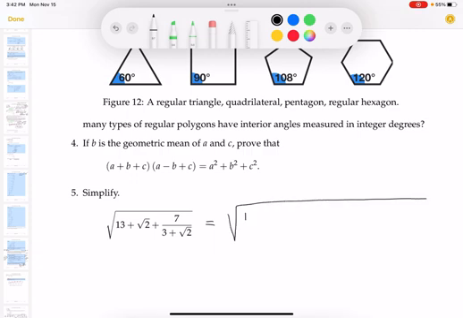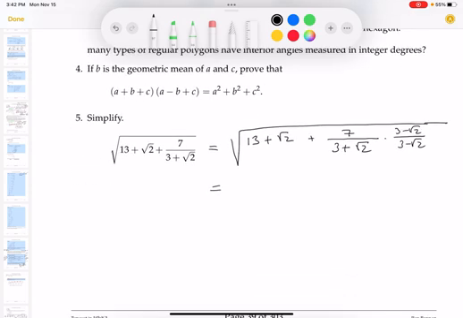Then write this down, 13 plus root 2. And this is a nested root problem, by the way. And let's write this over here, 3 plus root 2. I can multiply by the conjugate of the bottom. That's going to be 3 minus root 2. And the top would be 3 minus root 2. Now, I suspect it's going to be easy to do. If not, I have to do some really manipulative work to get rid of the nested root. That can be done, though.